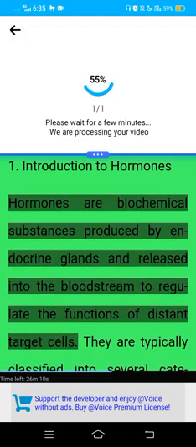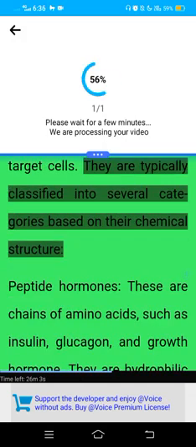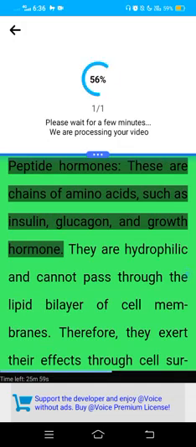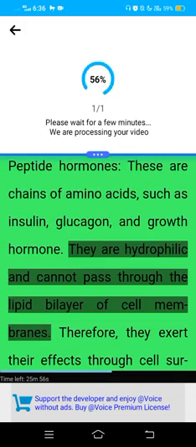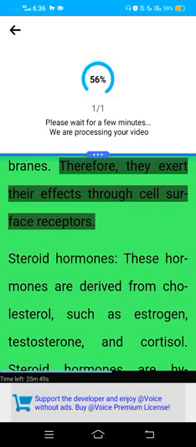Hormones are biochemical substances produced by endocrine glands and released into the bloodstream to regulate the functions of distant target cells. They are typically classified into several categories based on their chemical structure. Peptide hormones. These are chains of amino acids, such as insulin, glucagon, and growth hormone. They are hydrophilic and cannot pass through the lipid bilayer of cell membranes. Therefore, they exert their effects through cell surface receptors.